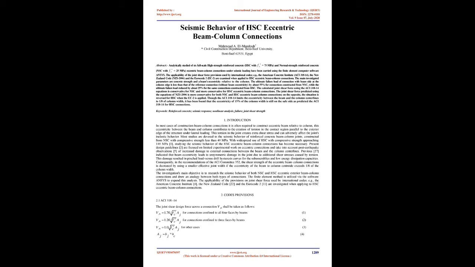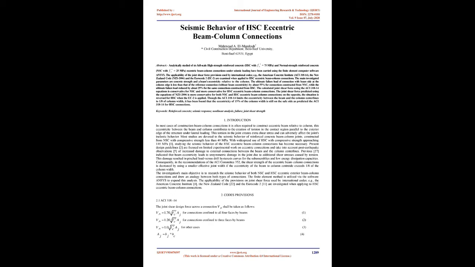ANSYS. The applicability of the joint shear force provisions used by international codes, e.g., the American Concrete Institute, ACI 318-14, the New Zealand Code, NZS 2006, and the Eurocode 2, EC2, are examined when applied to HSC eccentric beam column connections. The main investigated parameters are concrete strength and a beam's eccentricity relative to the column.